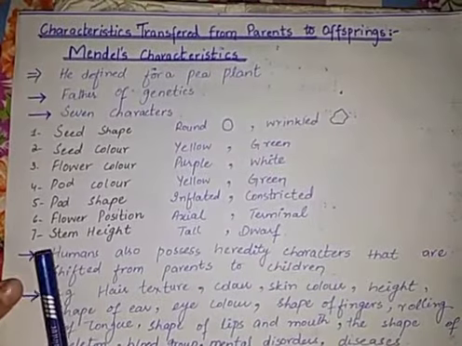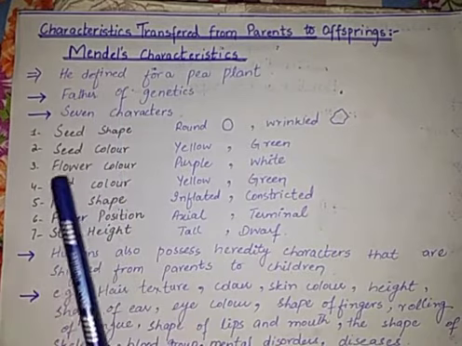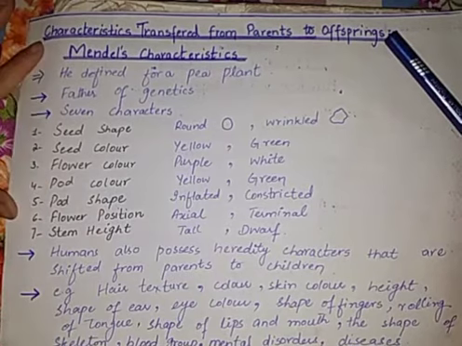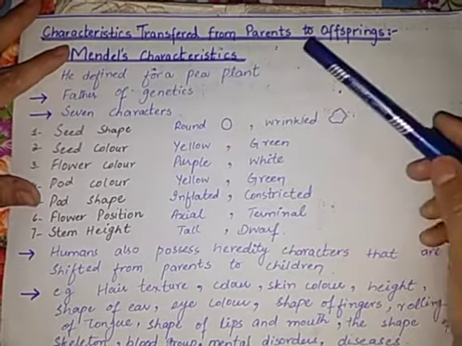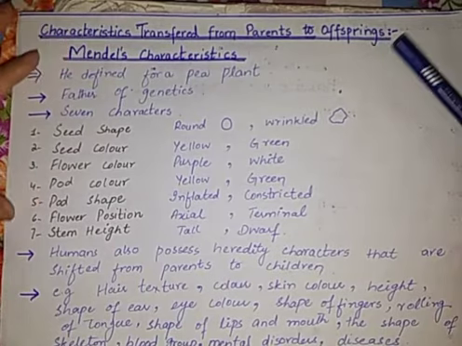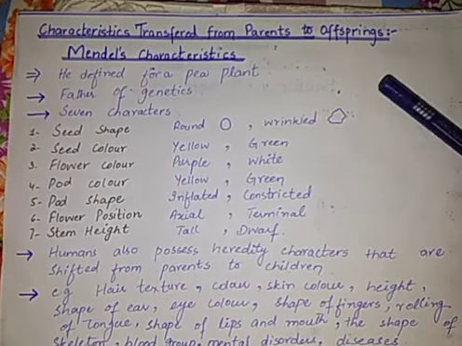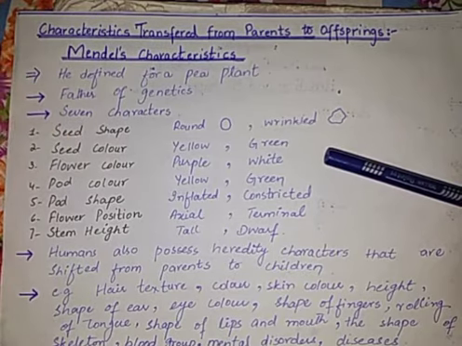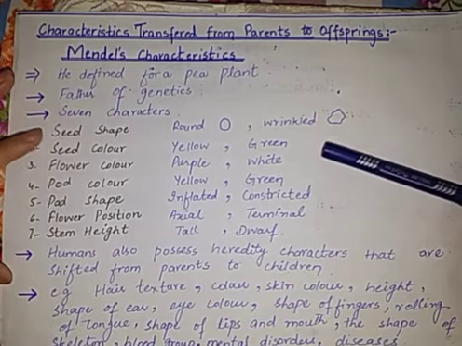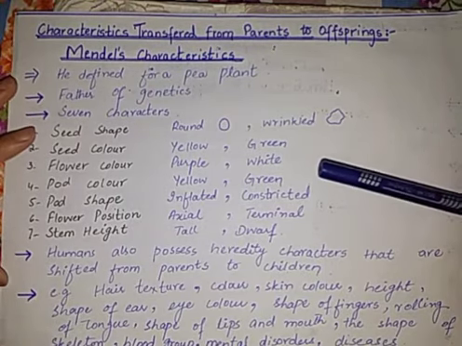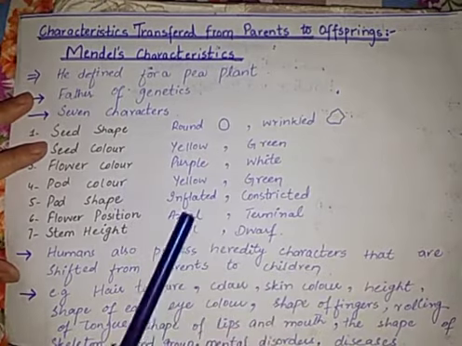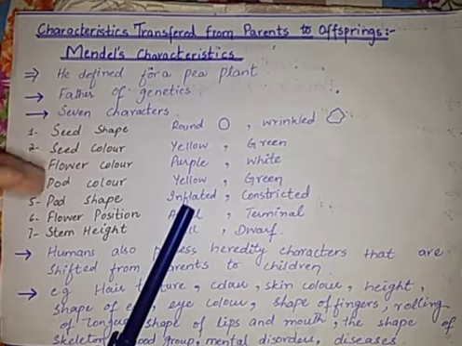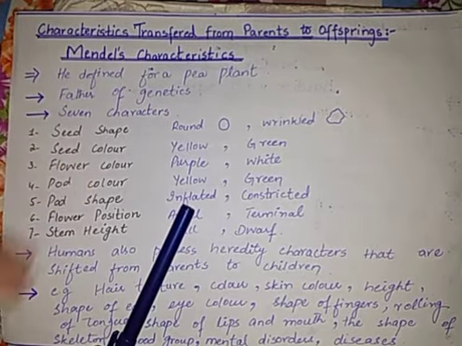Next topic is characteristic transfer from parents to the offspring. Now in this topic we will discuss which characteristics will be transferred from parents to their offspring. Students, any single characteristic of a plant or an animal that is transmitted from parents to the offspring is an inherited character. So there are numerous characters that can be transferred from generation to generation. As we have already read that genes are the functional and physical unit of heredity, so genes decide what characters are to be transferred.